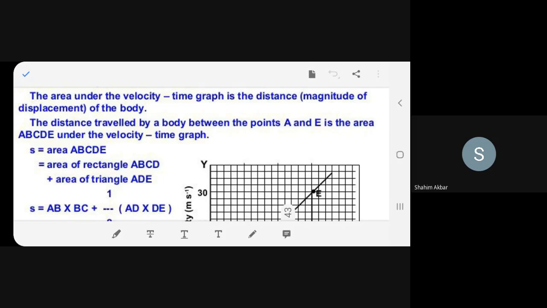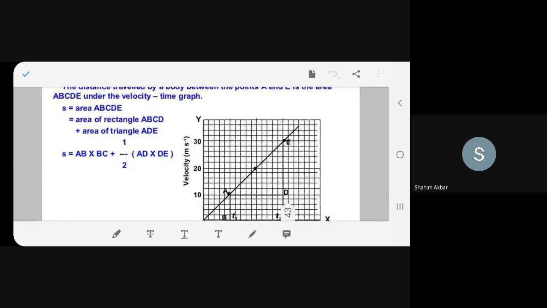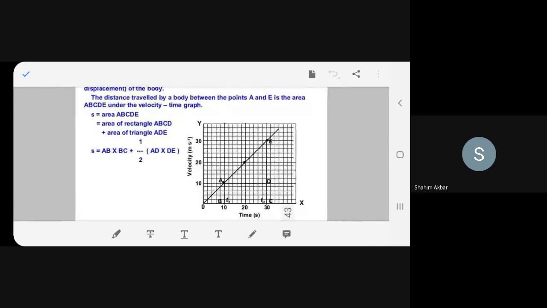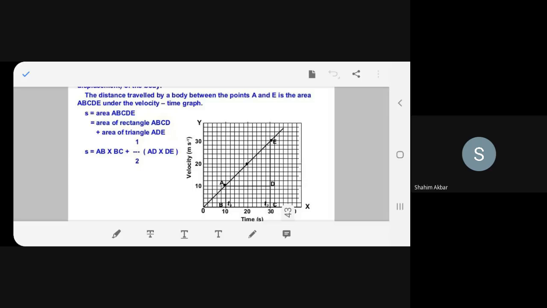Are you with me or not? Hello? So velocity time graph gives you what? What does it give you? The distance or the displacement. Now here we will see the distance traveled by the body between the points A. Now this is A and this is E.